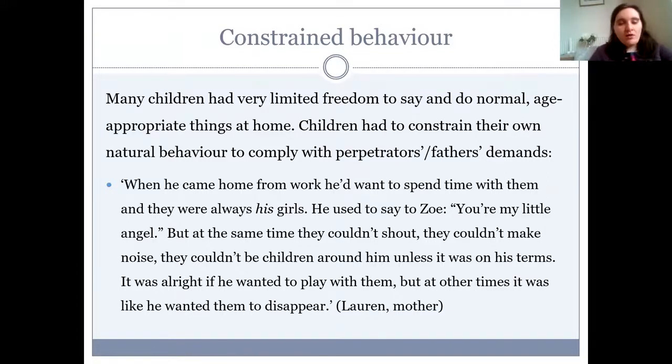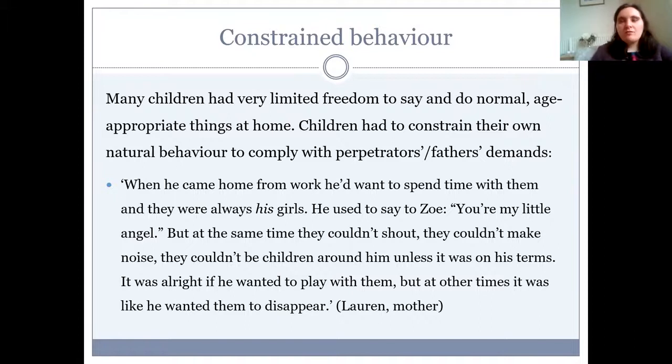When he came home from work, he'd want to spend time with them, and they were always his girls. Very possessive, that's quite typical in perpetrators. He used to say to Zoe, his daughter, "You're my little angel." But at the same time, they couldn't shout, they couldn't make noise, they couldn't be children around him unless it was on his terms. It was all right if he wanted to play with them, but at other times, it was like he wanted them to disappear.